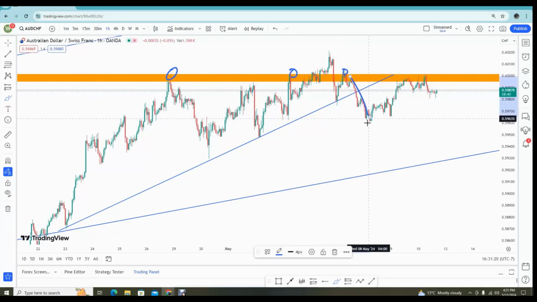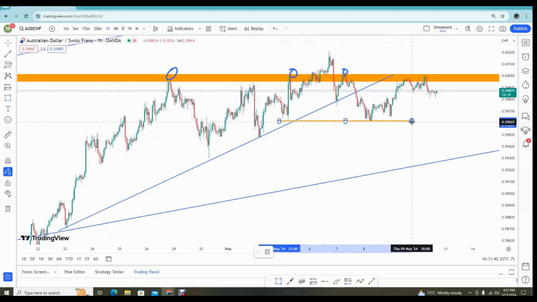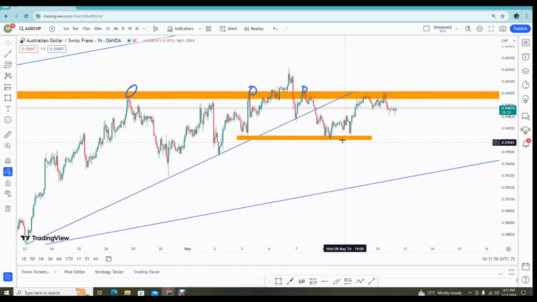And after the breakout, we can see that at the previous zone of the breakout, let me show you what I mean. At the previous zone of the breakout, the market didn't make any mistake, you know what I say. The market gave us the pullback.